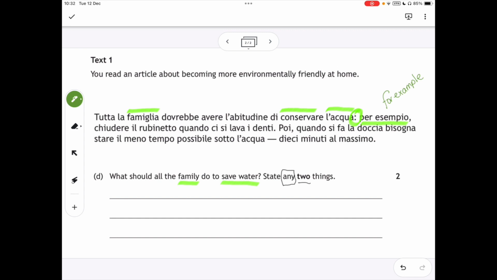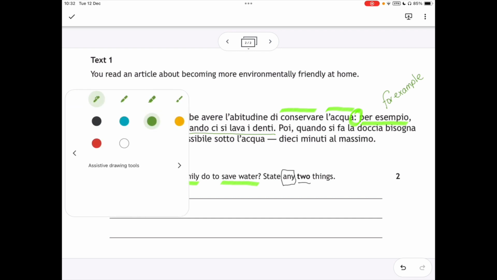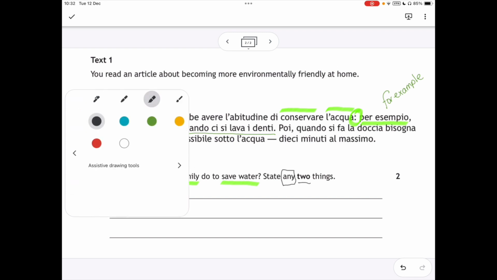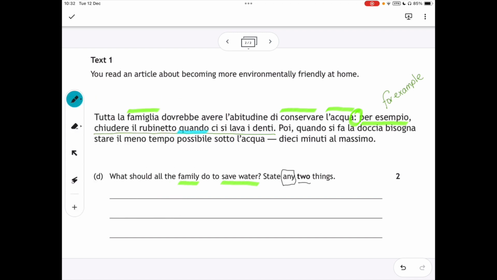So, if we take this first sentence here, because we know that this is going to be one of the potential answers given to us, what we need to think about first of all is, what words do we already know? Because often as well, when we look at pupils' papers, they have spent too much time looking at words that weren't required. So in this sentence, I know that I already know 3 words. And those words are cuando, lava, and denti.